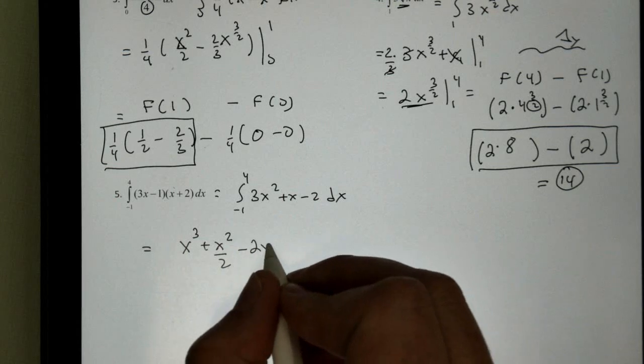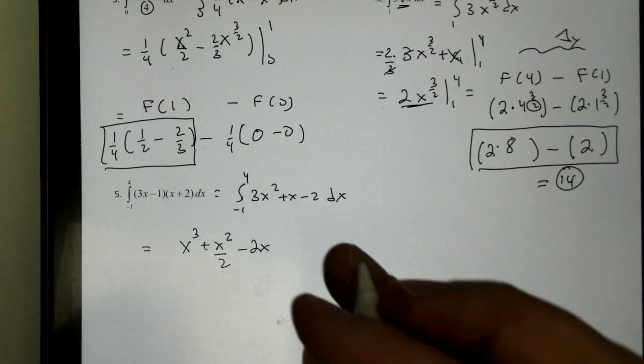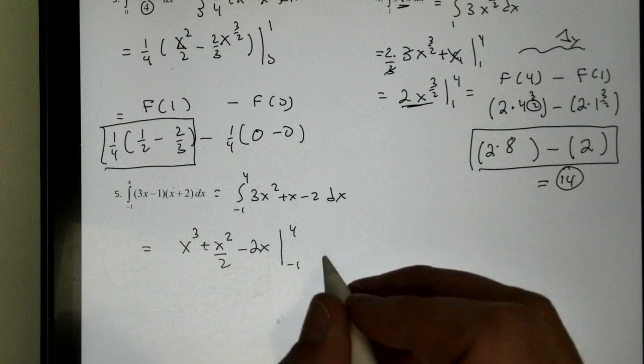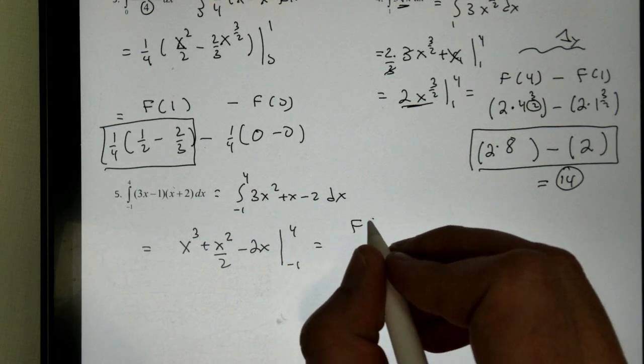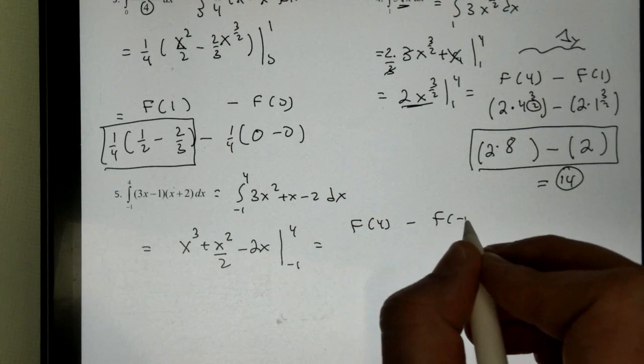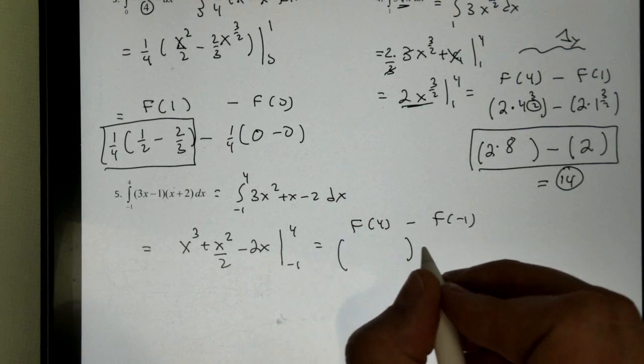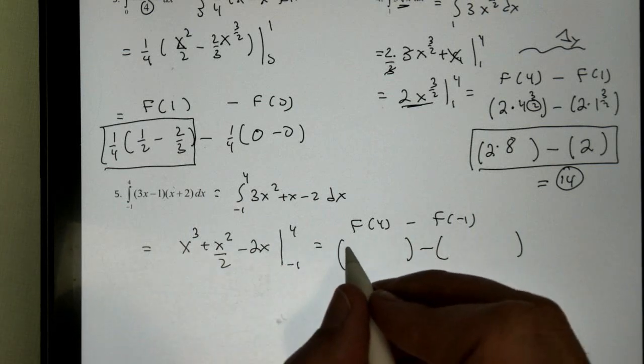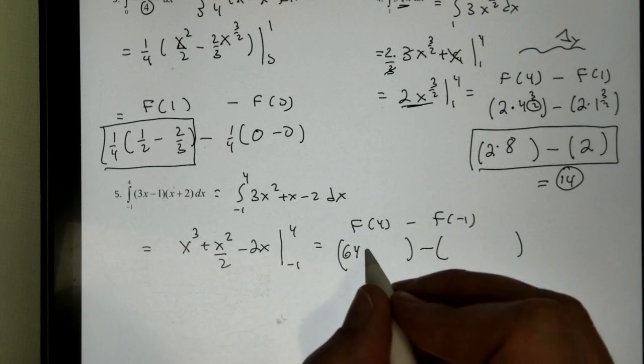we get x cubed plus x squared over 2 minus 2x. And again, I don't need that plus c there, so I'm going to evaluate this from negative 1 to 4 here. And we're just going to apply the FTC. F of 4 minus f of negative 1. Big parentheses. We're not going to simplify a little bit. 4 cubed, we should know what 4 cubed is. That's 64. We do want to write that.